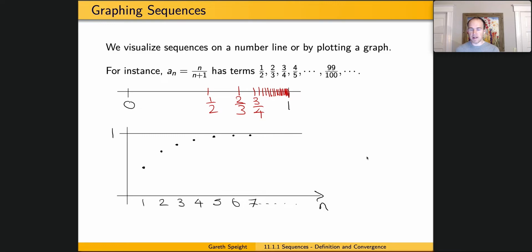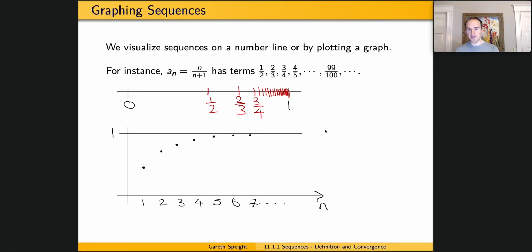So it just depends on the situation which way you want to graph them. Usually I will use the second way, which is to graph n against an, because then you can clearly see what is the first term, what is the second term, what is the third term, and so on. And in the number line picture, you can kind of see that, but if the sequence alternates or goes back on itself or does something weird, if it's not just always going up, then it's going to be hard to figure out what is the first term, what is the second term, and so on. So I tend to use the second way a little bit more.